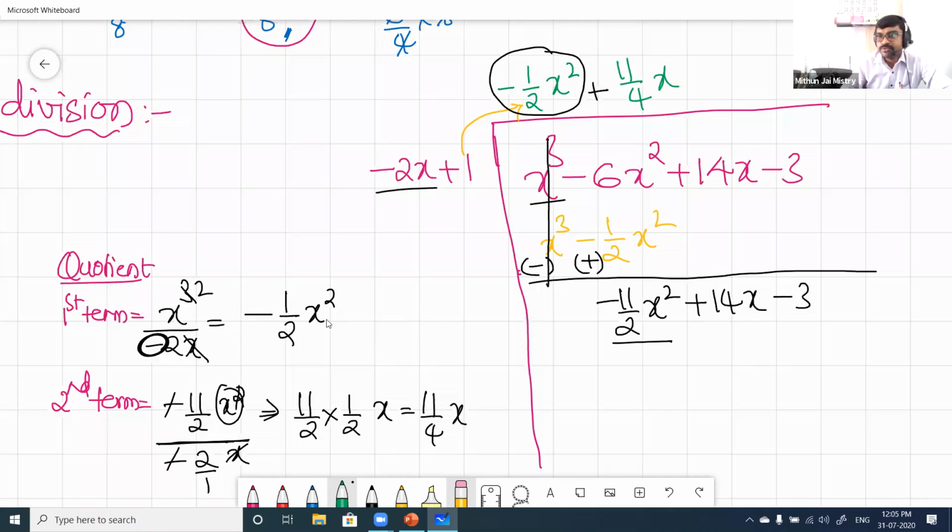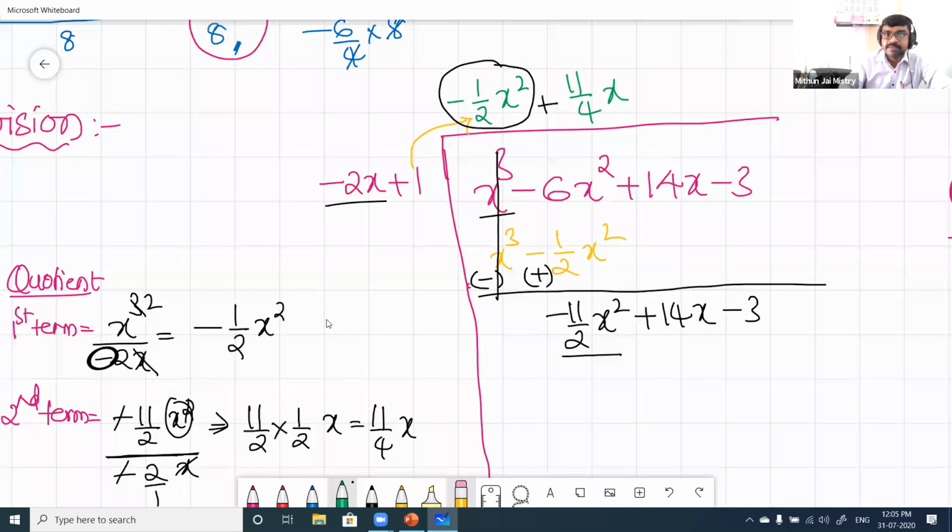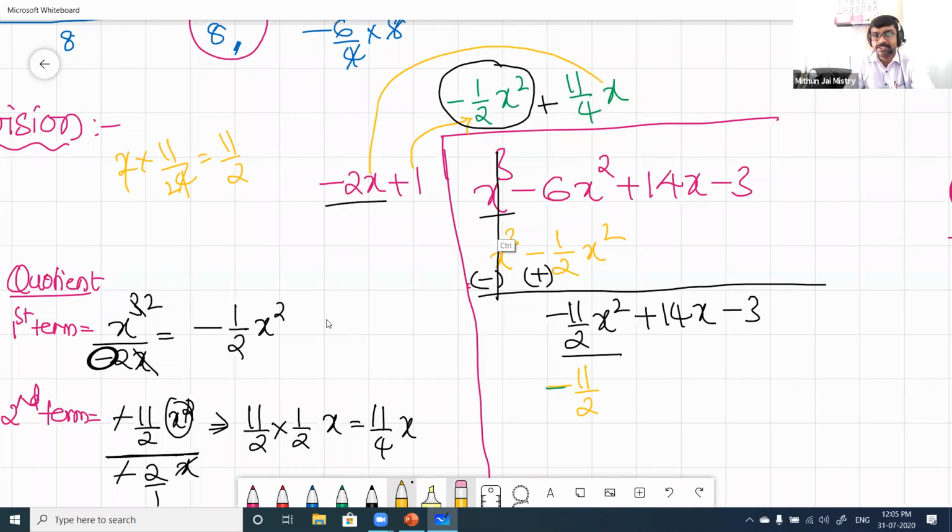Now we have to multiply one by one. Minus 2x first, minus 2x into 11 by 4x. When you multiply, obviously you will get the first term itself. So minus into plus is minus. Then 2 into 11 by 4, means you will get 11 by 2. The same 11 by 2 is here. And then x into x is x squared.